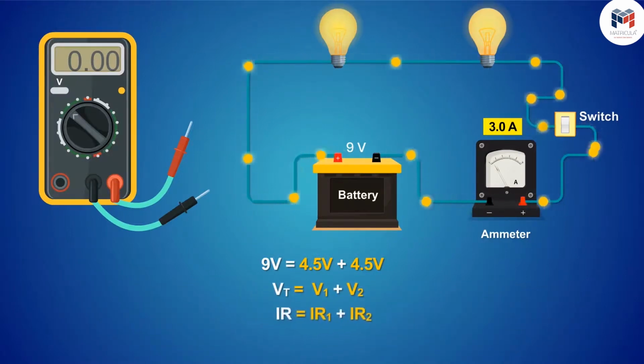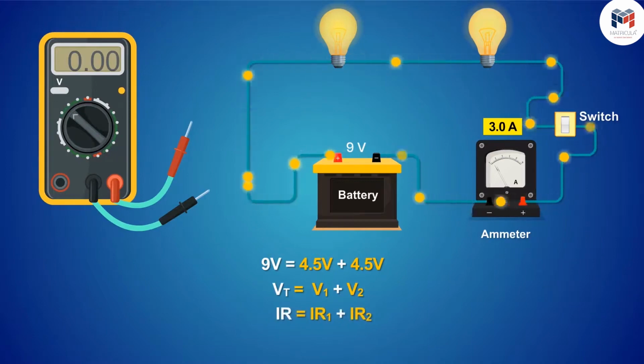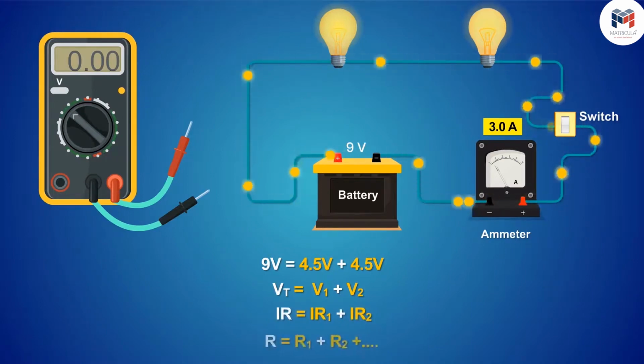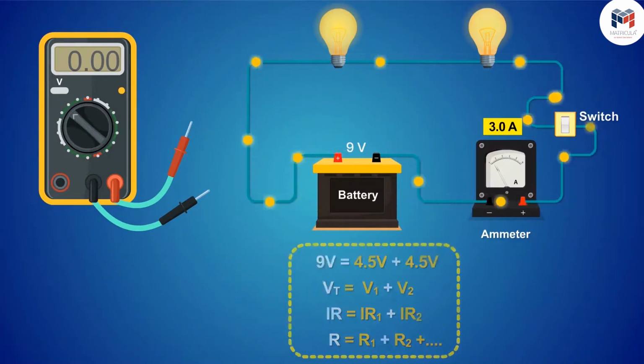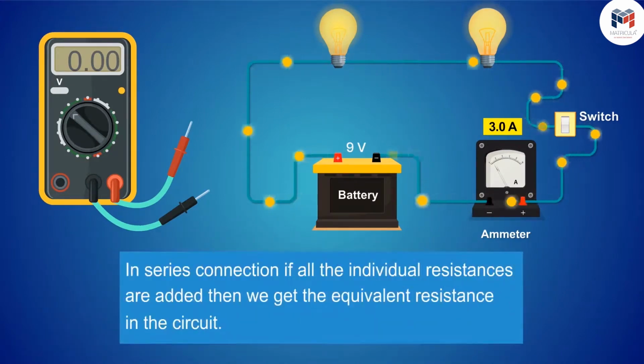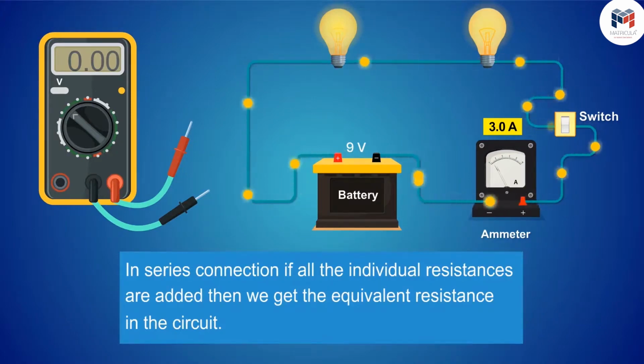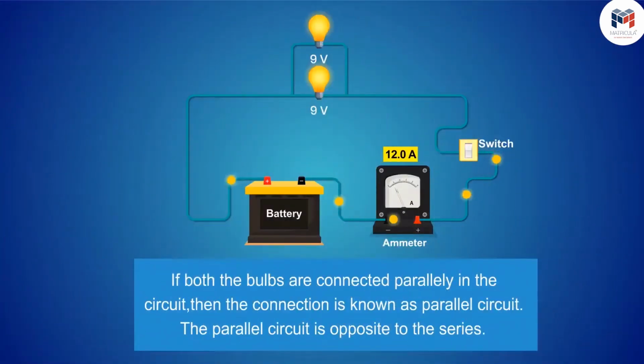And if we apply the Ohm's law here, then we get this kind of equation. We know that current is constant throughout. Lastly, we get the following equation. It can be said that in series connection, if all the individual resistances are added, then we get the equivalent resistance in the circuit. In the second case, if both the bulbs are connected parallelly in the circuit, then the connection is known as parallel circuit.